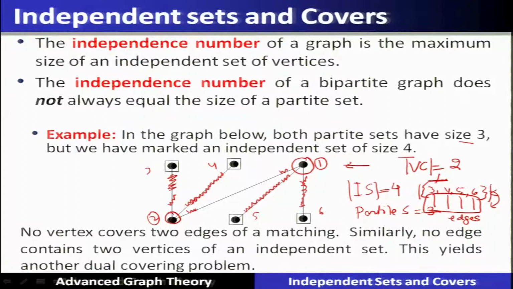What about other edges? In this particular example, this edge is not considered here, which is touching the independent set, but this particular edge will be touched by one of these edges which are present to touch the independent set. Similarly, no edge. So, this will yield another dual covering problem. These set of edges which will touch all the independent sets will form a cover which is called an edge cover.